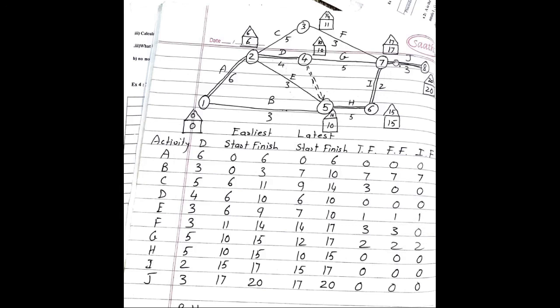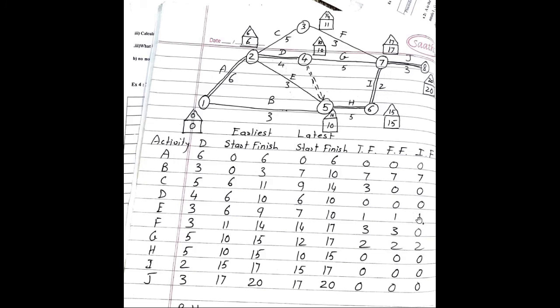Activity F, this is activity F. 17 minus 11 becomes 6. 6 minus 3 is 3. Okay, we'll calculate again for E. Activity E is from 2 to 5. 10 minus 6 becomes 4. 4 minus 3 is 1. So 1 is independent float for activity E.